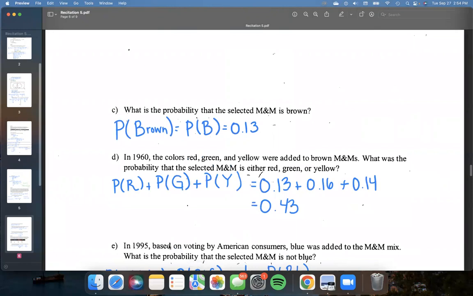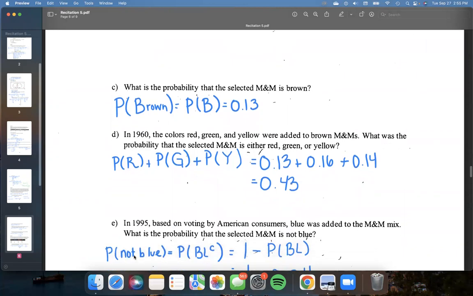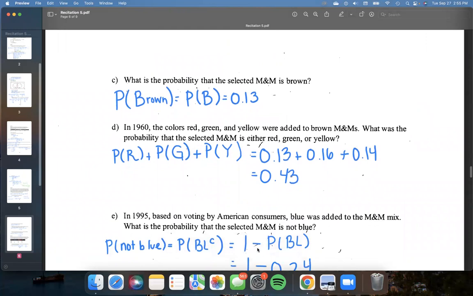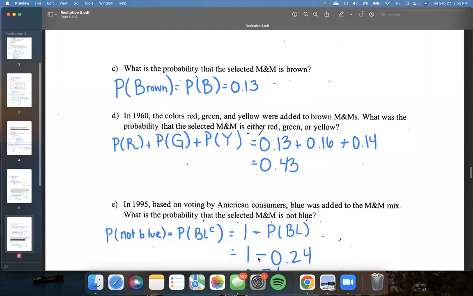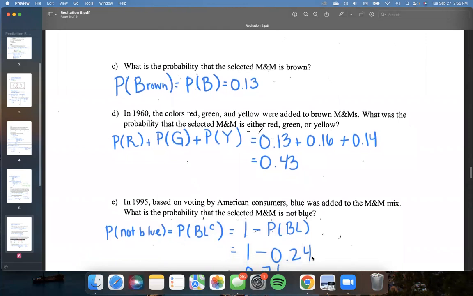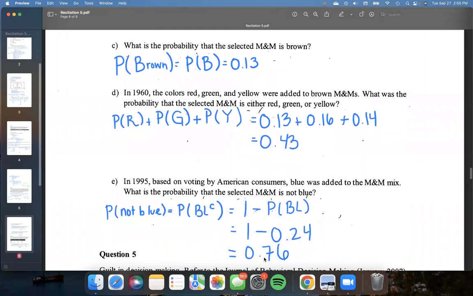In 1995, based on voting by American consumers, blue was added to the M&M mix. What is the probability that the selected M&M is not blue? Okay, so now we're going to be interested in blue complement. So the probability of not blue is the probability of blue complement, which is 1 minus the probability of blue, which equals 1 minus 0.24, which is 0.76.